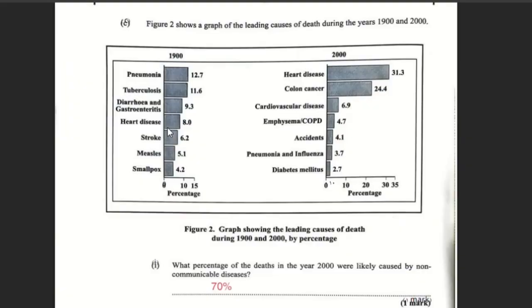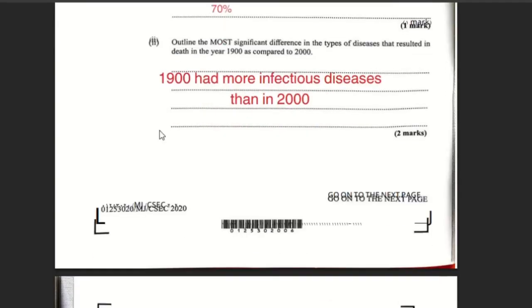So some of them are in fact communicable, versus in 2000 where most of them are non-communicable. Literally the only one that is communicable is the pneumonia and influenza from the 2000 list, while over here smallpox, diarrhea, pneumonia, all of these things can be infectious to other people. So that is why that's the answer. So 1900 had more infectious diseases than 2000.